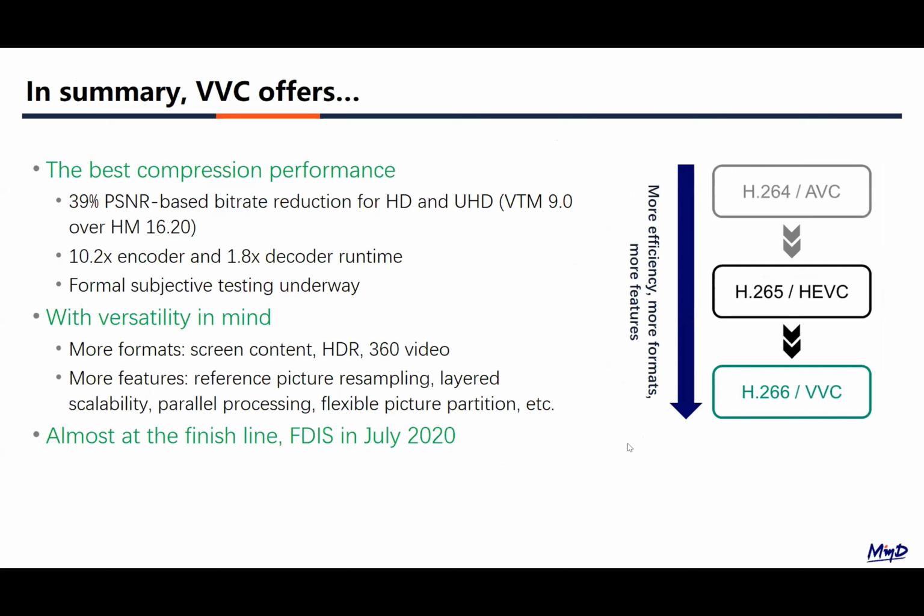So in summary, VVC offers the best compression performance compared to the other codecs on the market. It achieves 39% PSNR-based bit rate reduction. And we do think subjective testing will show even more gain. And VVC is designed with versatility in mind from the very beginning. So we consider different types of content. We also have more features, including more features to accommodate the needs of different video applications.